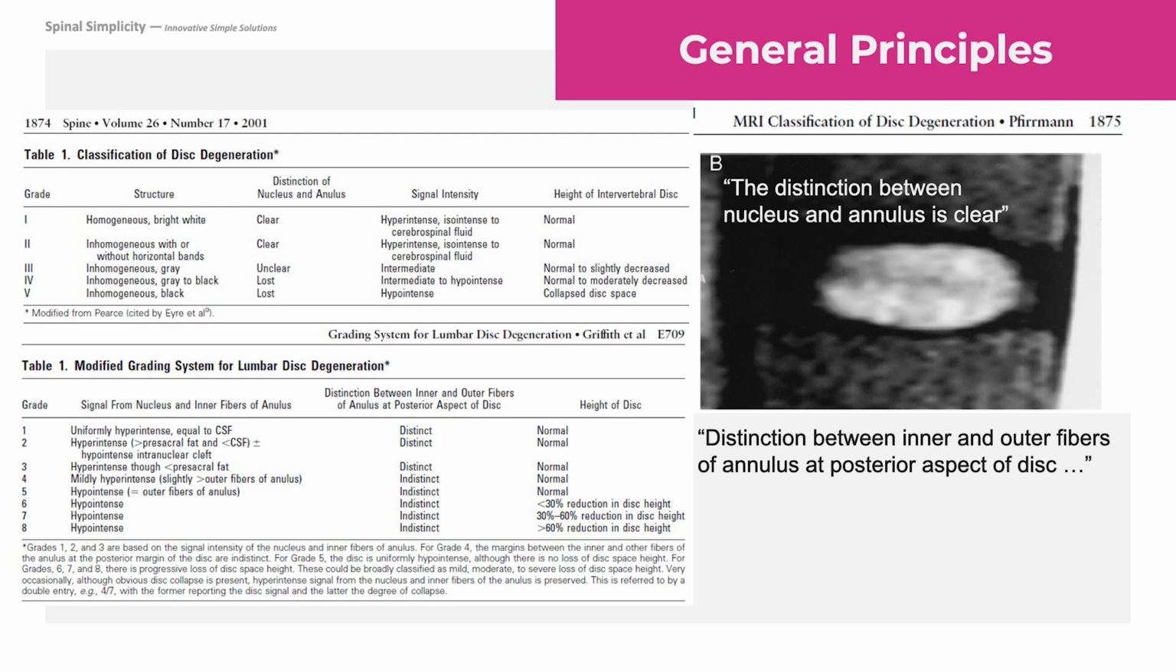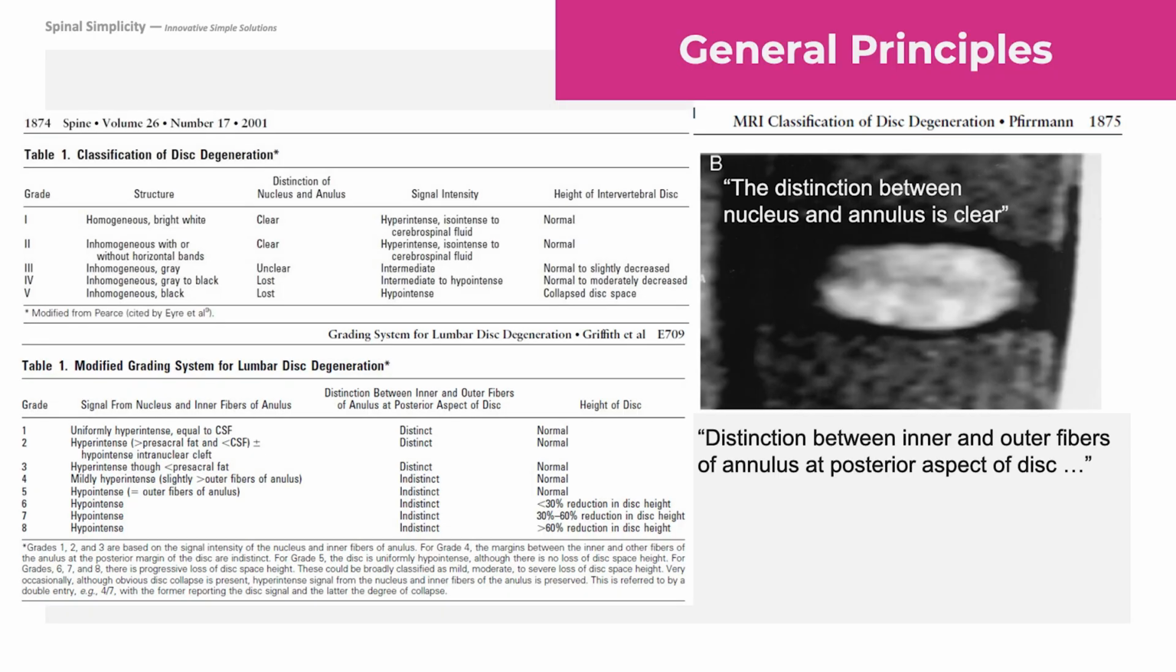Fortunate for Furman's legacy, this was corrected about 5 years later by Griffith et al. They added 3 categories of disc degeneration, and they also got the language right in the tables and on the figures, the distinction between the inner and outer fibers of the annulus at the posterior aspect of the disc.